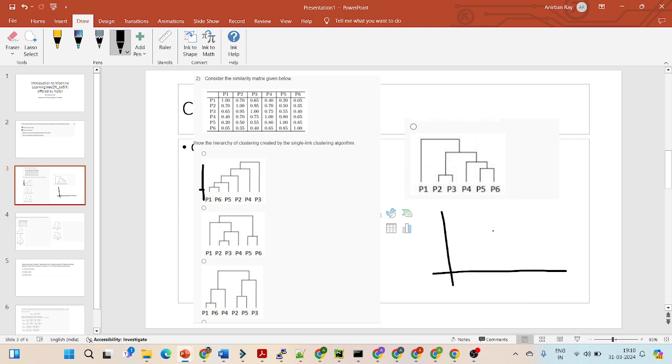So the idea is to form it like this. First, you have to find the two points which are most similar to each other. So that is 0.95, as you can see. So 0.95 is point 2 and point 3. So they must be joined with a lower height actually.